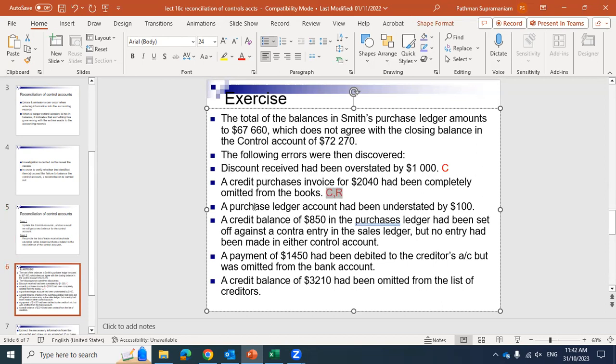Then, a purchase ledger account had been understated by 100. This error talks about a particular supplier's account in the purchase ledger. When we calculated the balance or whatever recording, we understated that amount by 100. So this mistake happened in the purchase ledger, in one of the supplier's accounts. This 100 is going to affect the 67,660 only. Hence, I'll have to show it in reconciliation, and I'll label it as R.